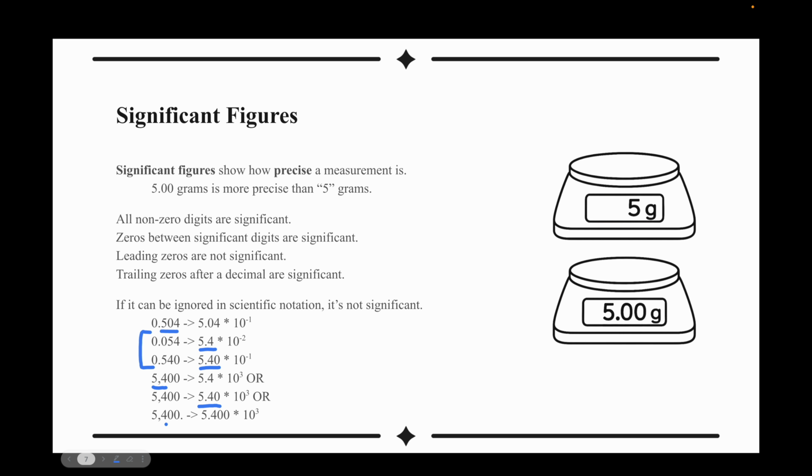If you see a number written out like this with a decimal point and no numbers after it, it means that all 4 of these numbers are significant. So in this case, you know that this number has 4 significant figures, and therefore it must be written out in scientific notation like 5.400 times 10 to the third, again with 4 sig figs. Practice with these a little bit, understand the rules, and you'll get these down pretty fast.